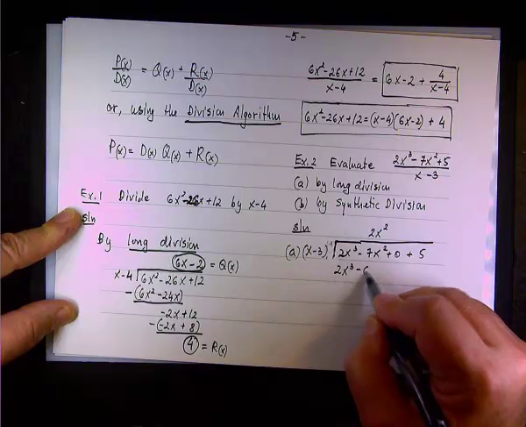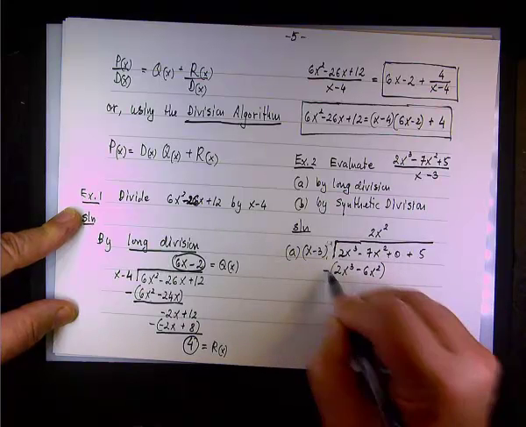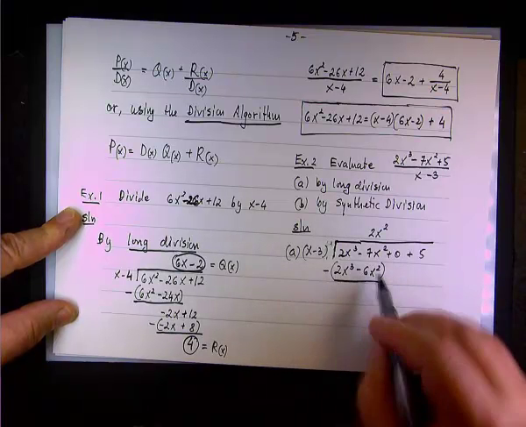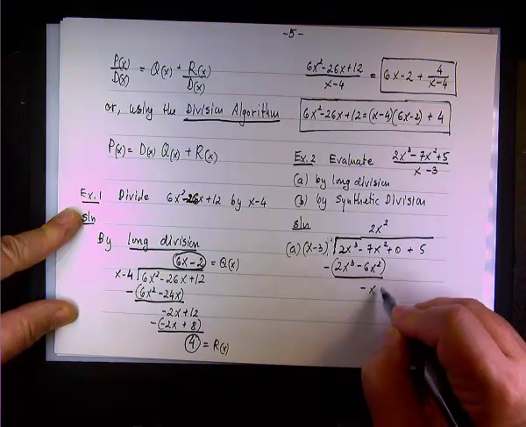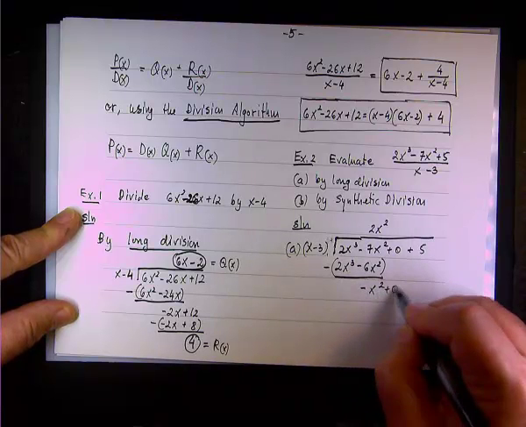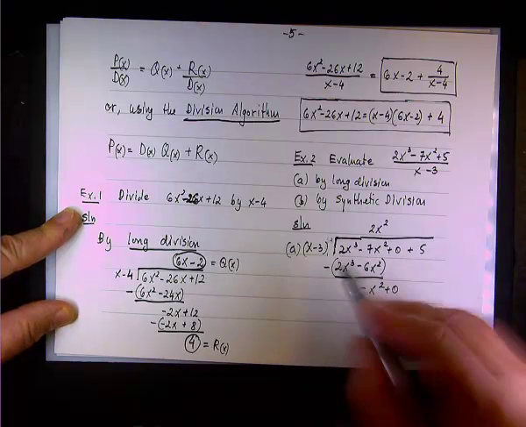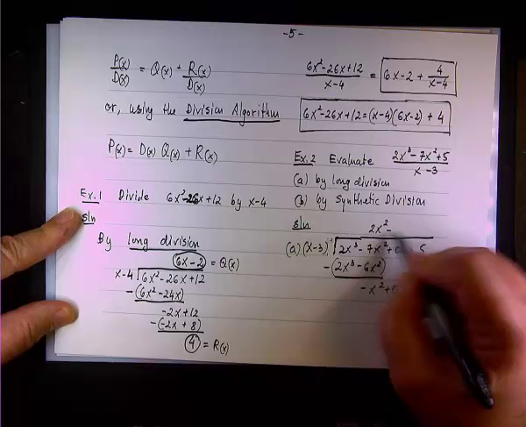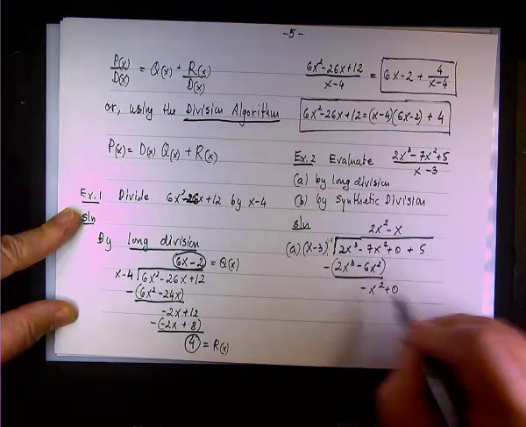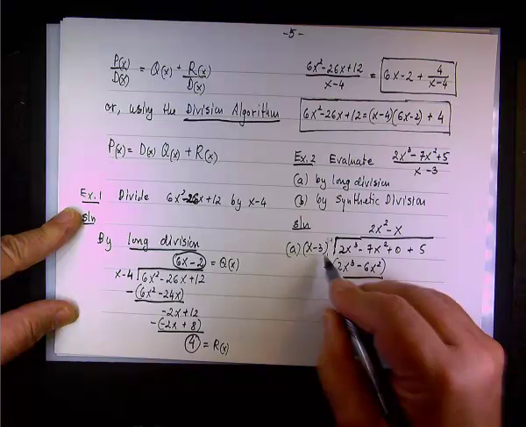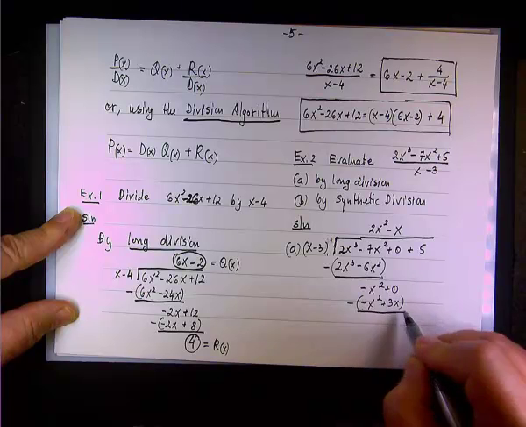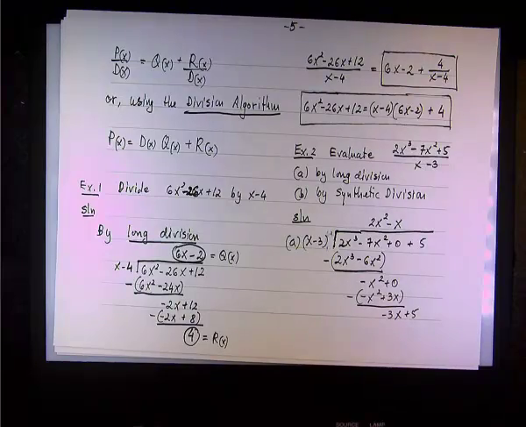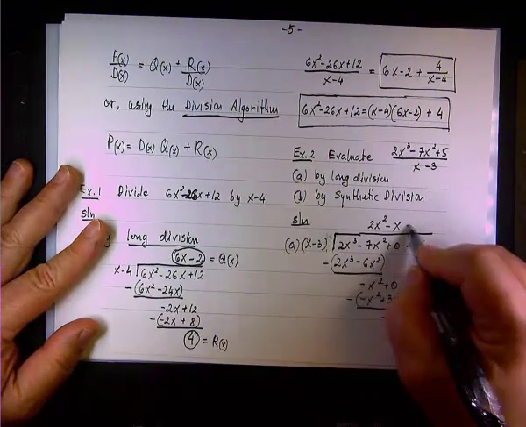And then 2x squared times negative 3 gives me negative 6x squared. And I'm subtracting, and the x cubed term disappears. Here we have positive 6x squared, so we end up having negative x squared. And we drop the 0 because we don't have the x term. Now to get to negative x squared, I need to multiply x minus 3 by negative x. And I do have negative x squared and plus 3x. Subtract and get negative 3x plus 5.